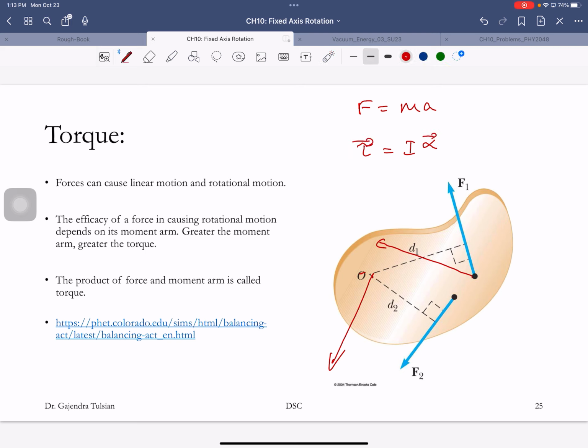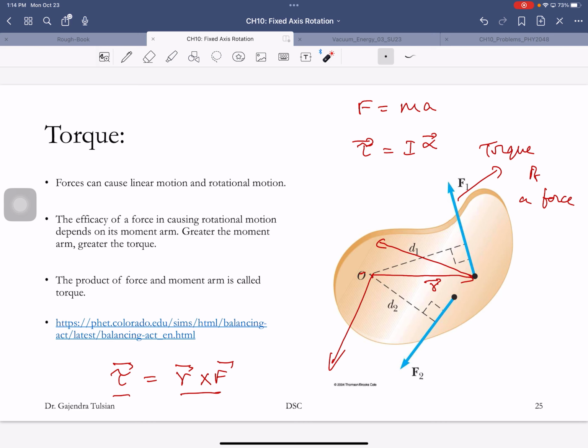So this is a vector equation. The torque of a force is given by R cross F, the cross product. R is the vector from the axis of rotation to the point of application of the force. So this cross product is the torque. If this force were pointing in this direction, that will give you a smaller magnitude torque. If it was pointing in that direction, that will give you a greater magnitude torque.